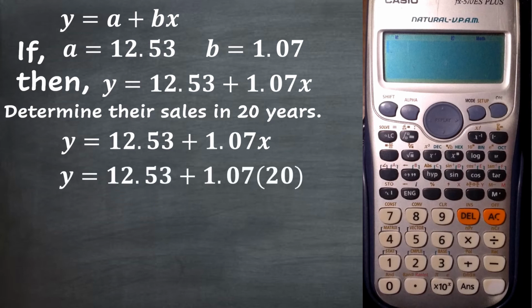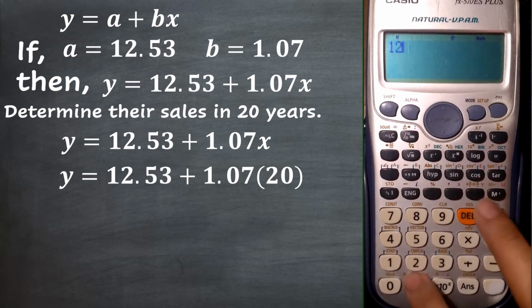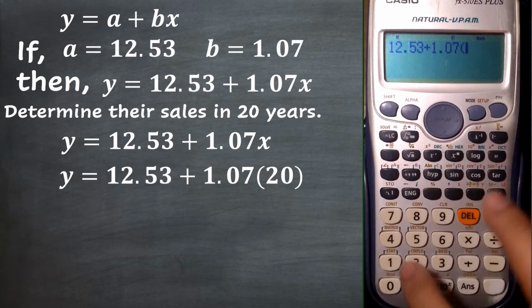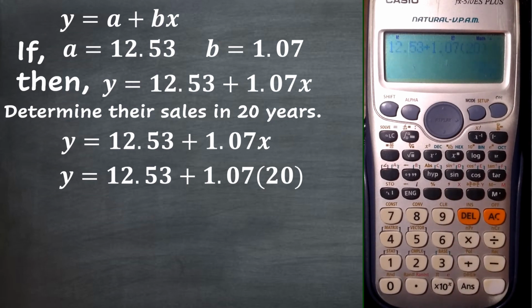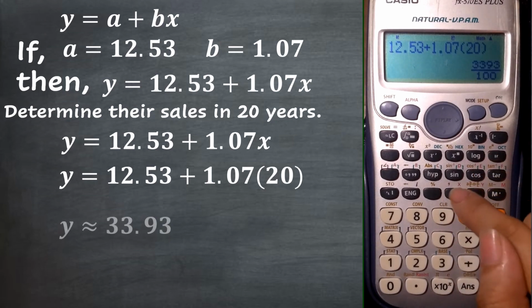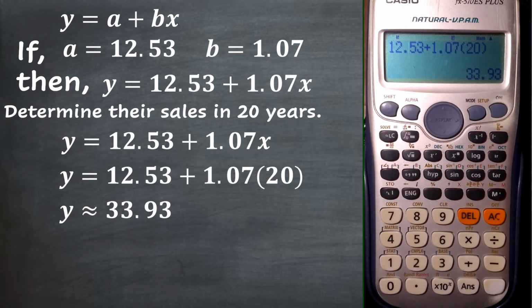Substituting the value of x in the given equation, we have y is equal to 12.53 plus 1.07 multiplied by 20. Approximate value for y given that x is 20. So we have 12.53 plus 1.07 multiplied by 20. The answer po is 33.93.